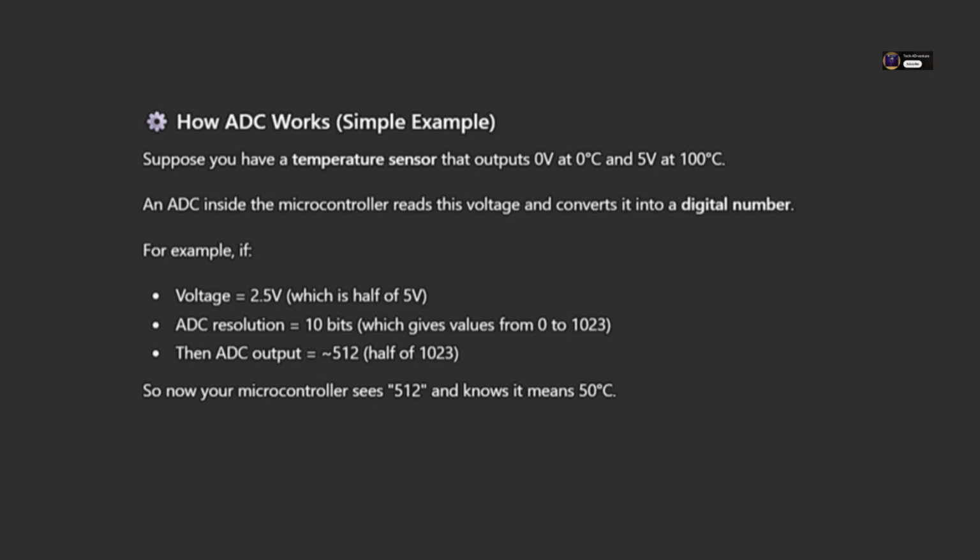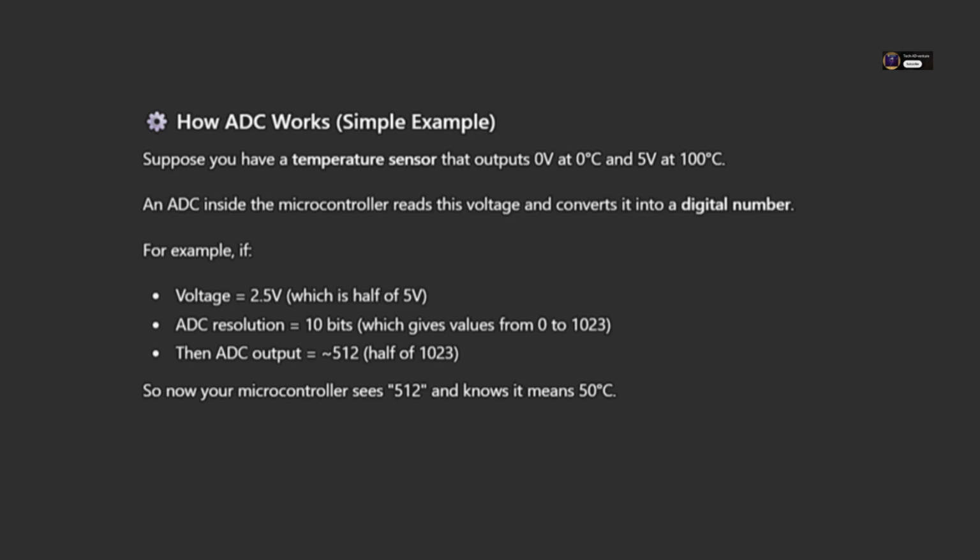And the microcontroller gets that 512. And the software in the microcontroller knows, based on how we set it up, that 512 corresponds to 50 degrees Celsius. It does the simple math: ADC reading over max reading, times temperature range, plus offset. So 512 over 1024 times 100 degrees gives 50 degrees. That really clarifies the whole translation process, from voltage to number to actual meaning.